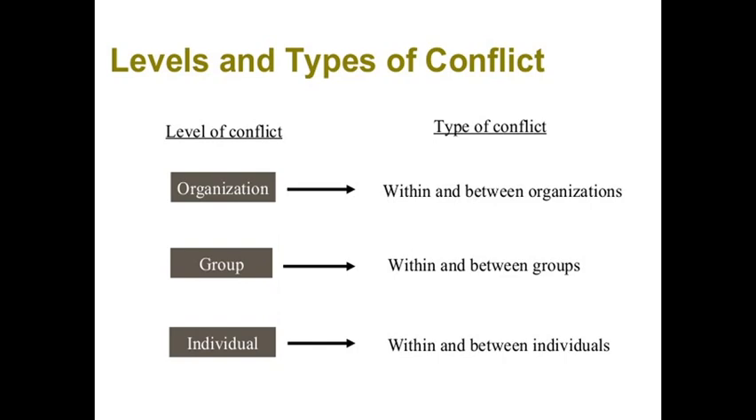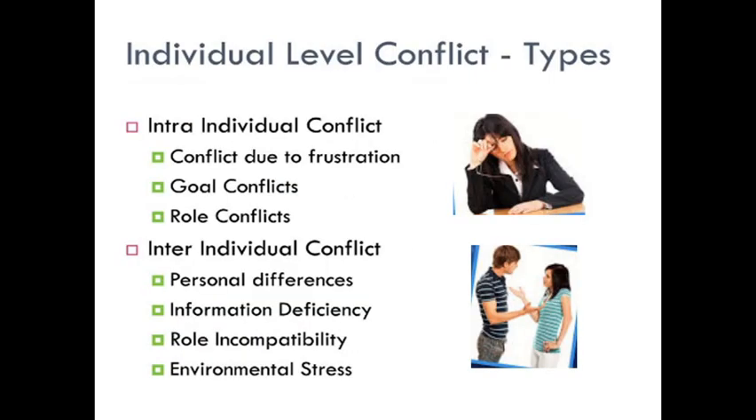One is organizational conflict. It is within and between organization conflict. Next one is group conflict, within and between group conflict. And next one is individual conflict, within and between individuals conflict. So let's see one by one. Individual level conflict and its types.